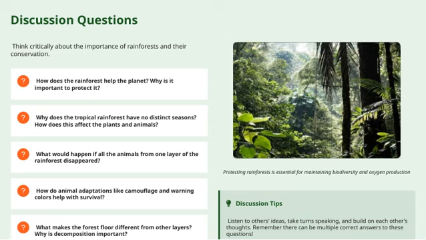Remember, protecting rainforests is about more than just saving trees. It's about preserving biodiversity and ensuring the planet continues to produce oxygen for us all.